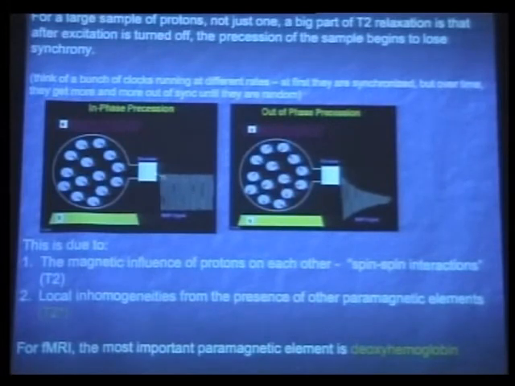Now, why did they get out of sync with each other? Well, one thing is that they interact with each other, so they influence each other, and that's what's called spin-spin interactions. But the other thing is that there are other inhomogeneities in the area that can also influence the rate at which they spin. These are other paramagnetic elements, and for us, the most important of these is deoxyhemoglobin. Okay.